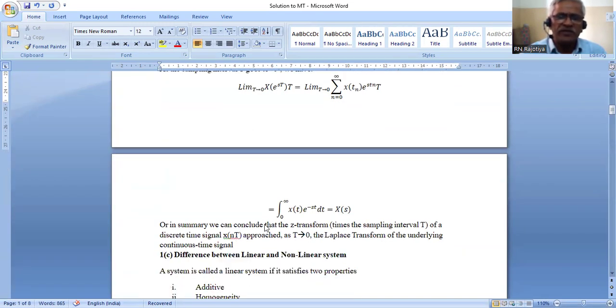Or in summary, we can conclude that the Z transform times the sampling interval T of a discrete time signal x(nT) approaches, as T approaches 0, the Laplace transform of the underlying continuous time system.